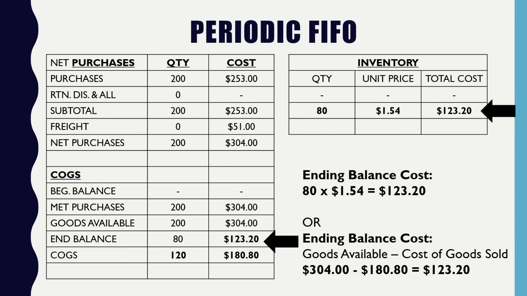goods available, total cost. I have a total cost of 304. If I sold 180.80, then how much should I have left? That's where you can get 123.20. So you can choose either way, whichever way makes sense for you. However, if you're solving for one part of the equation, the easiest and fastest way is to just subtract it from the goods available, and boom, you already know what your ending balance is going to be.